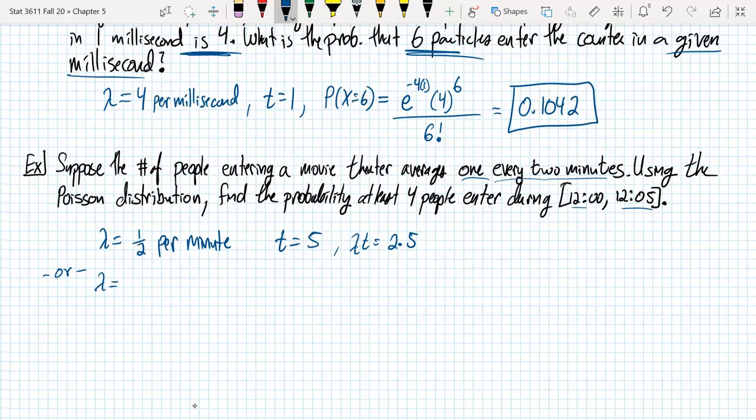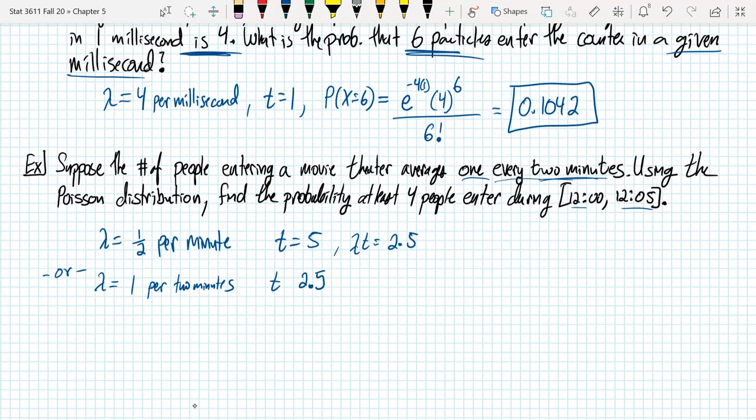Or you have some wiggle room on how you want to set up your parameters. What if I say that my unit of time is 2 minutes? Then lambda is 1, 1 per 2 minutes. Remember t is counting the number of units of time. So in a 5-minute interval, how many 2-minute units do we have? You have 2 minutes, 4 minutes, then an extra minute, which is half. So if your unit of time is 2 minutes, then t is 2.5.